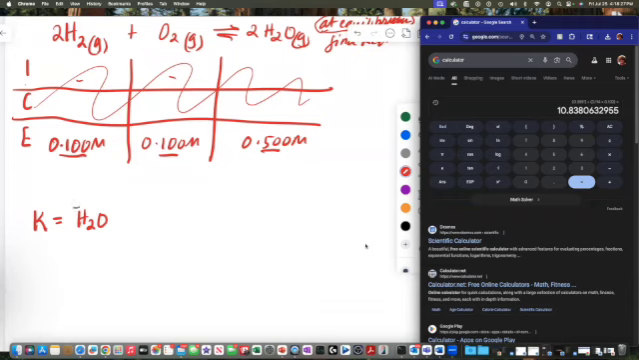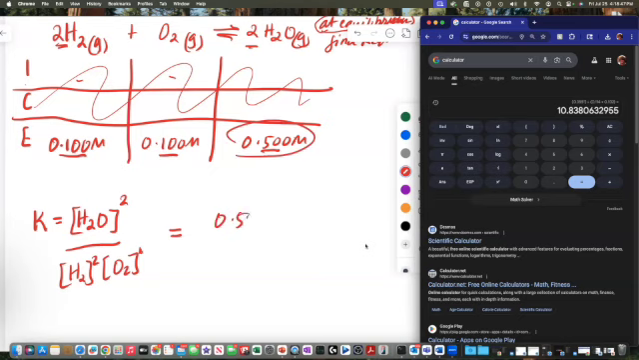H2 amount raised to the power 2 over H2 amount raised to the power 2, O2 amount raised to the power 1. That's implied, right? So you don't have to write that part there. Okay, we already have the H2O at equilibrium. That was 0.500 raised to the power 2. And then for H2, we have 0.100 raised to the power 2, for O2, 0.100, like that.